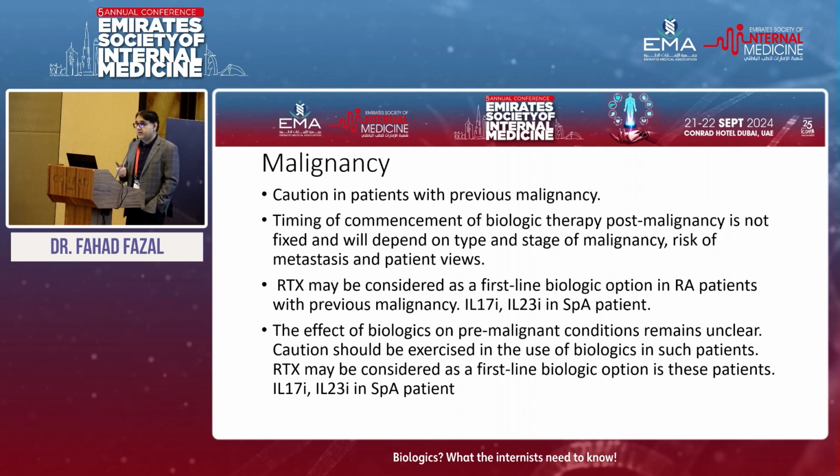But patients who have a history of malignancy can receive rituximab therapy, and it should be considered first line if the patient has rheumatoid arthritis. However, if the patients have spondyloarthritis, they can be given IL-17 inhibitors or IL-23 inhibitors, which are considered relatively safe in patients with a history of malignancy. What about pre-malignant conditions? The effect of biologics on pre-malignant conditions remains unclear, and there is a caution in the use of biologics such as anti-TNFs. However, as I said before, rituximab, IL-23 and IL-17 inhibitors can be used.